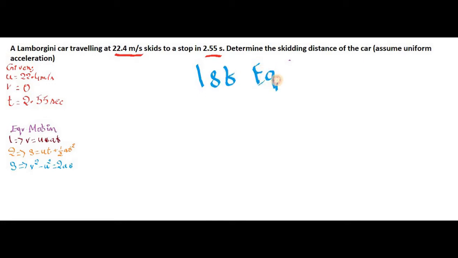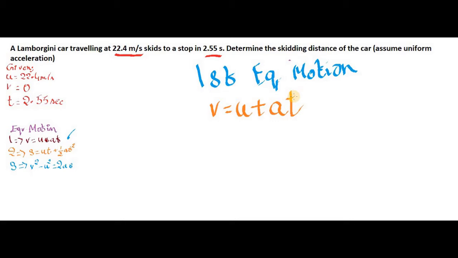Now in this question, we can use the first equation of motion. Why do you think we can use it here? The first equation of motion is v = u + at. Here we have all the values present with us, so we can just substitute the values and solve it. Let's write the equation first: v = u + at. So this is our first equation of motion.